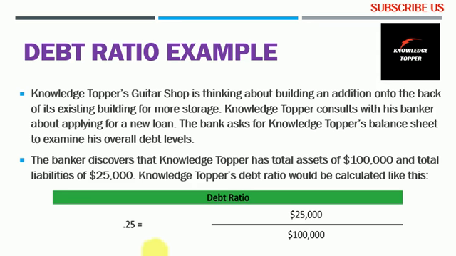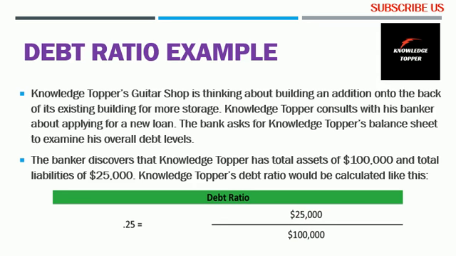As you can see, we have all the information given in our question. We have total assets of $1 lakh, and we also have $25,000 of total liabilities. So we simply put these values in our formula and calculate the answer. We divide $25,000 by $1 lakh, and we end up with 0.25.